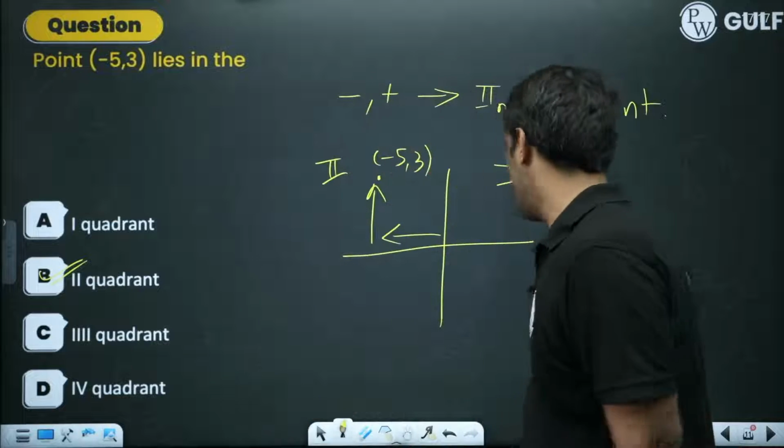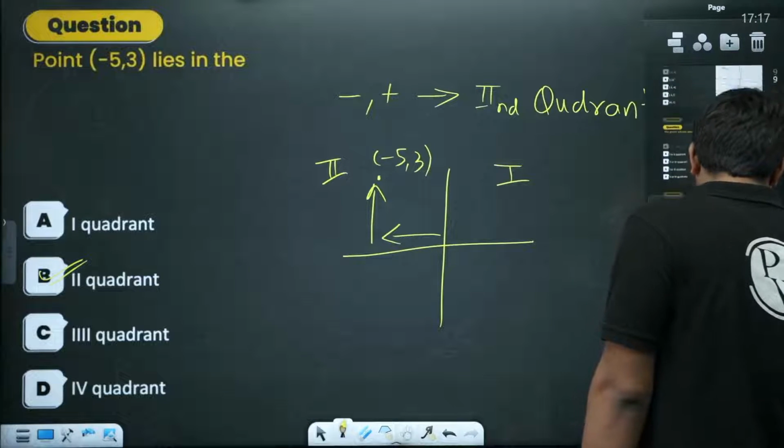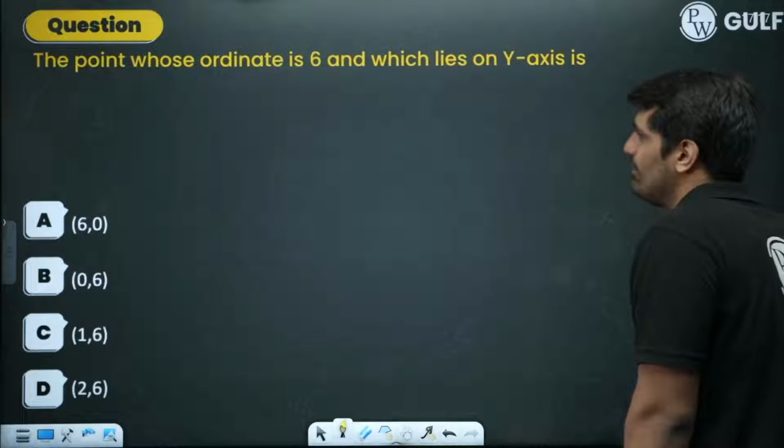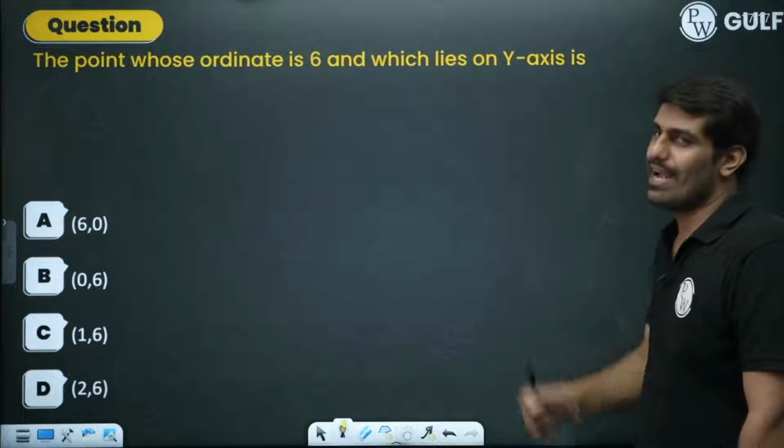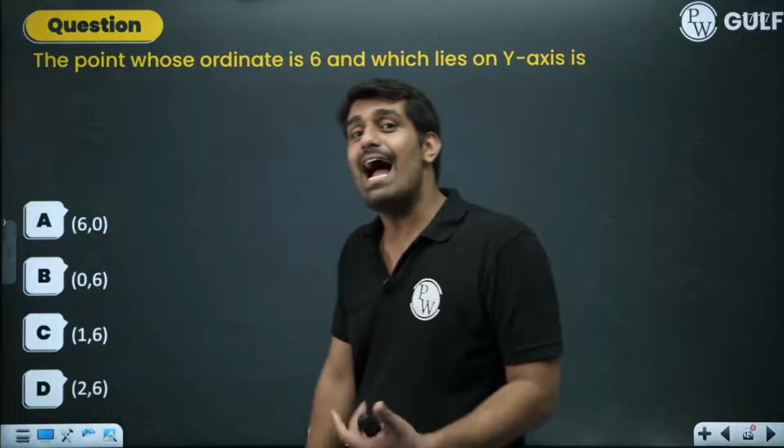One more question, one final question, and then we'll move ahead with the basic part. And here we have the final question, which says the point whose ordinate is 6 and which lies on the y-axis.